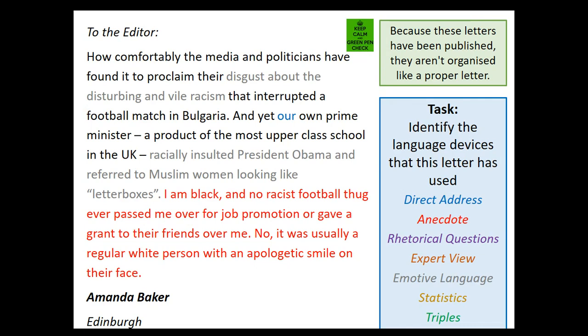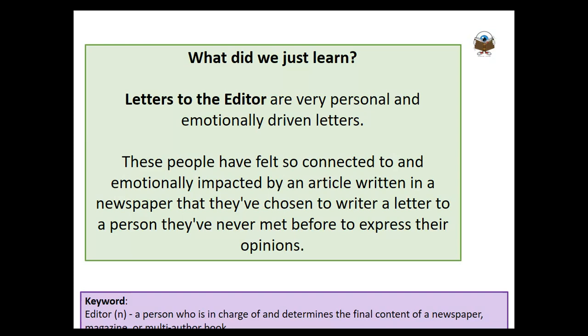So even in a short letter like this, you can see that some of these techniques that we've been looking at have still been used. There's a lot of emotive language there in grey. Disgust, disturbing, vile racism, racially insults, etc. There's also a little bit of the use of personal pronoun there in the blue, our own Prime Minister, so kind of a sense of joining the writer together with the readers. And in red, you've got an anecdote, a sort of real life story there about this person's situation and what's happened to them. So even in short letters, these persuasive techniques are going to be used, and you are going to have a go today at writing your own.